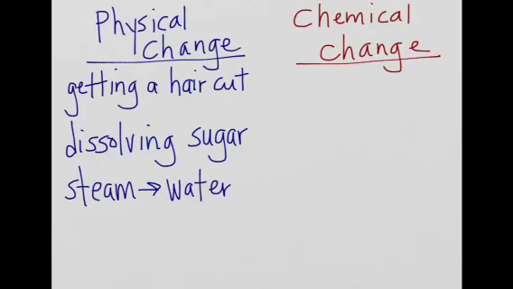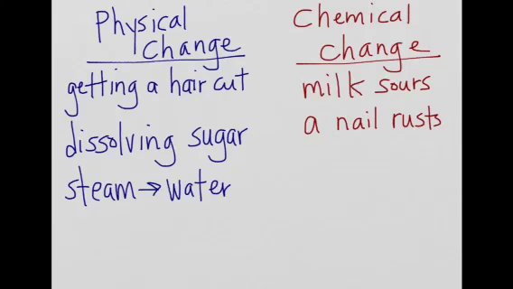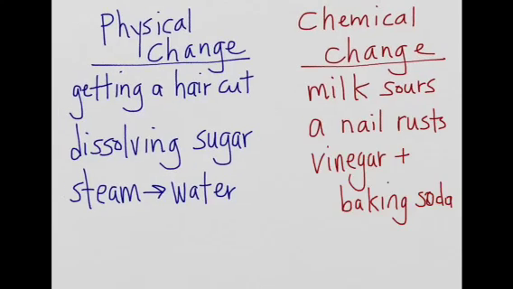What about chemical changes? Well, how about this one? When milk sours. Milk that sours isn't milk anymore. Or how about a nail that rusts? I'm not talking about the kind that you polish. And finally, you can see a really nice chemical change if you pour some vinegar into baking soda. In fact, I think we're going to be doing some of that in lab at some point.